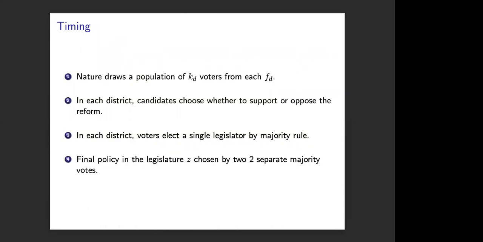So what's the timing? Well, nature draws a population of voters from each district's distribution function. In each district, candidates choose whether to support or oppose the reform. Then in each district, voters elect a single legislator by majority rule, and then the final policy is chosen by 2 separate majority votes.